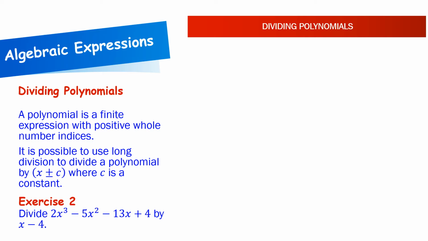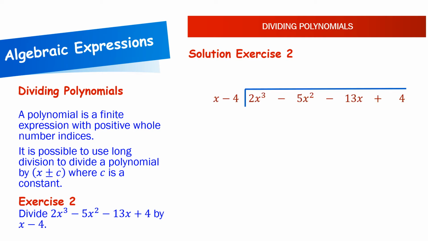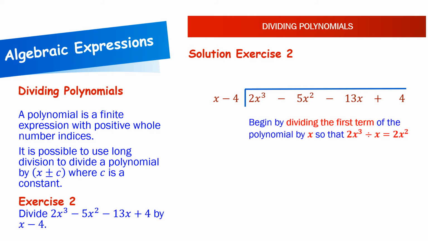Now have a go at exercise 2. Divide 2x cubed minus 5x squared minus 13x plus 4 by x minus 4. Pause the video and have a go. Press play when you're ready to view the solution. So let's solve this. Present the problem as shown. And again, begin by dividing the first term of the polynomial by x, so that we have 2x cubed divided by x equals 2x squared. And position the 2x squared as shown.